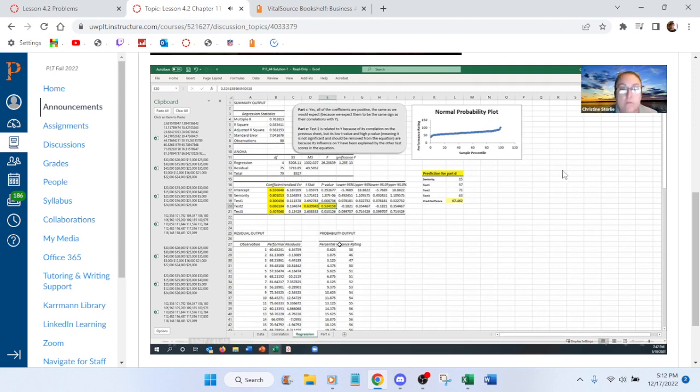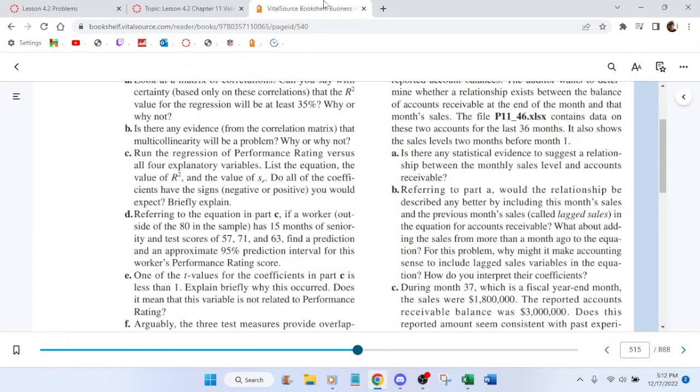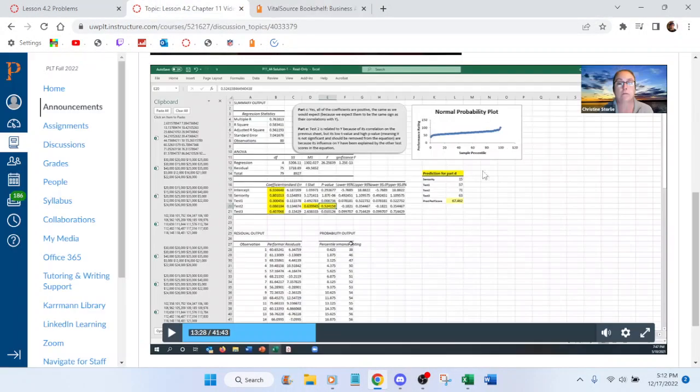Test 2 is related to Y because of its correlation on the previous sheet. Is related to what? Its low T value and high P value, meaning it is not significant and should be removed from the equation, or because its influence on Y has been explained by the other test scores in the equation. What are you talking about, Y? What is Y? You gotta be kidding me.